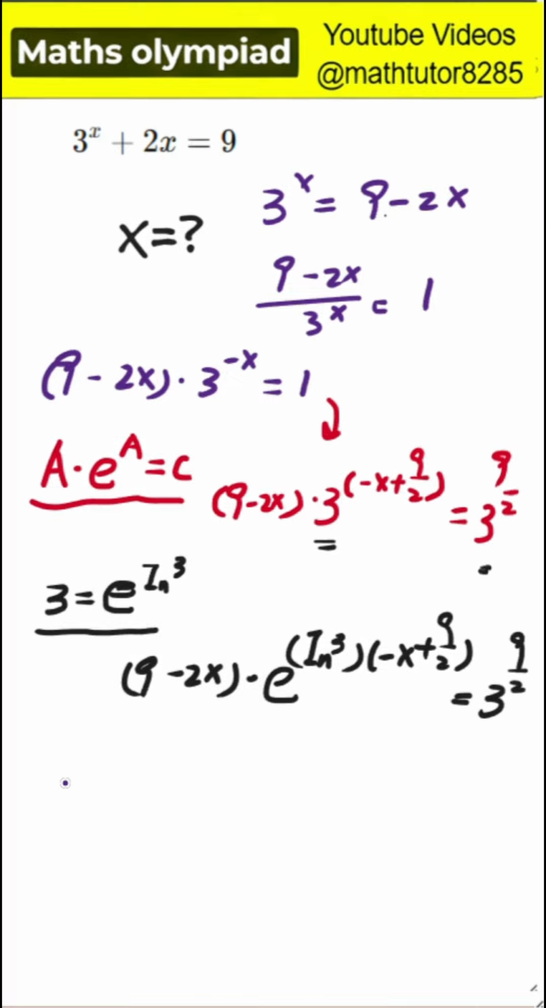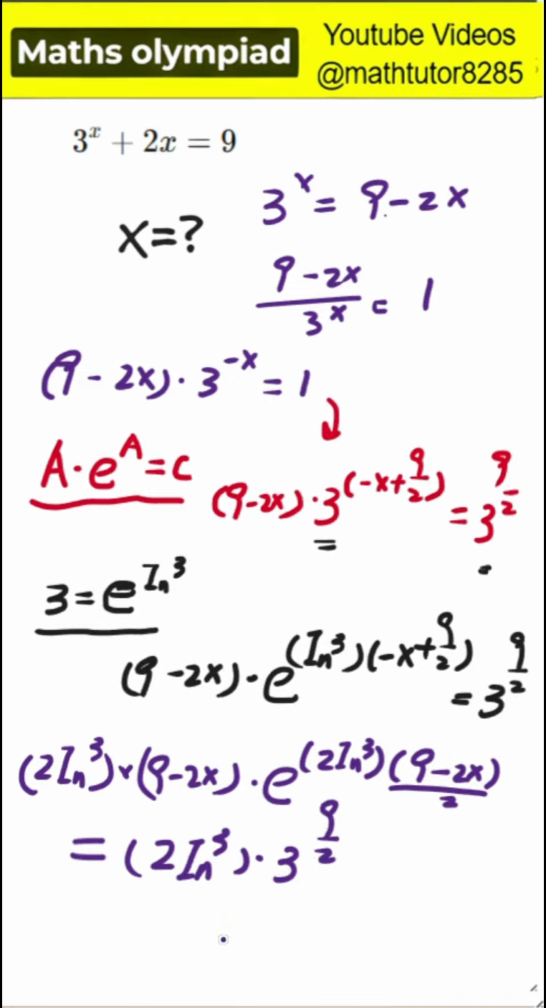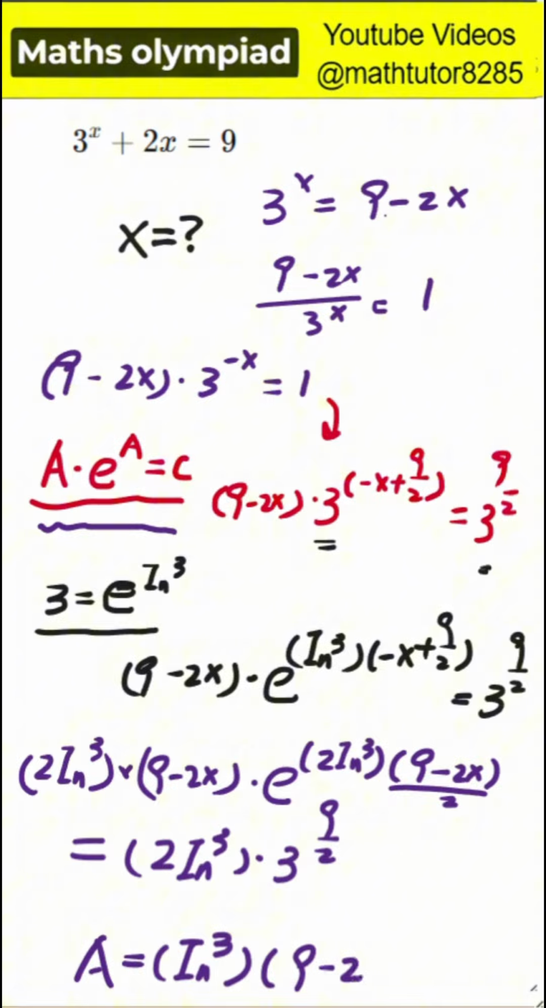Next step, create a perfect a times e^a structure. Multiply both sides by 2 times the natural logarithm of 3. Now the left-hand side becomes 2 ln 3 · (9 - 2x) multiplied again by e^(1/2 · 2 ln 3 · (9 - 2x)). The right-hand side becomes 2 ln 3 · 3^(9/2). At this stage, the left side perfectly matches the required pattern of a times e^a, where a is defined as ln 3 · (9 - 2x).